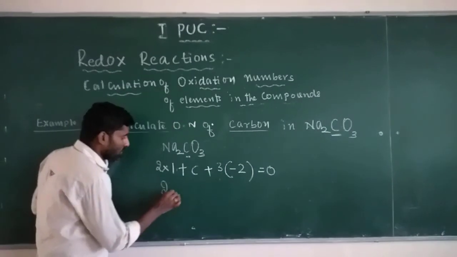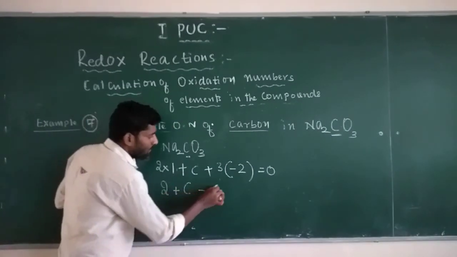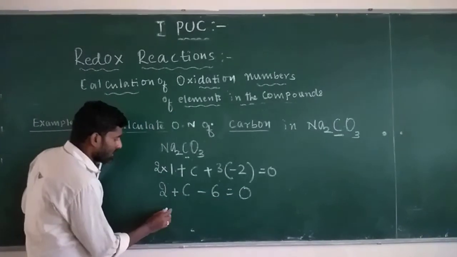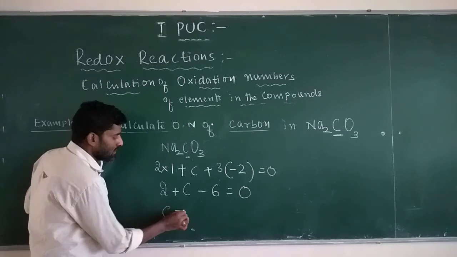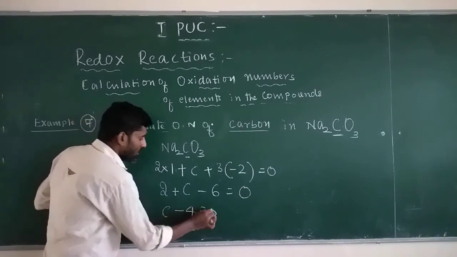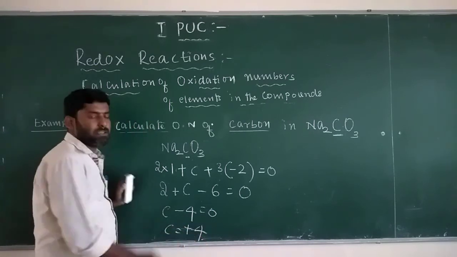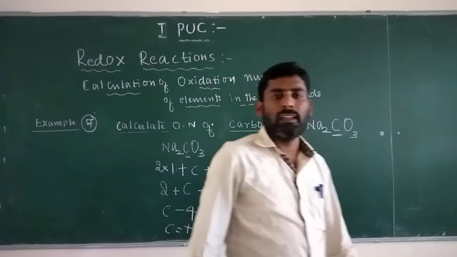So 2 plus C minus 6 equals 0. C, 2 minus 6 is -4, equal to 0, so C is equal to +4. It shows that carbon is tetravalent.